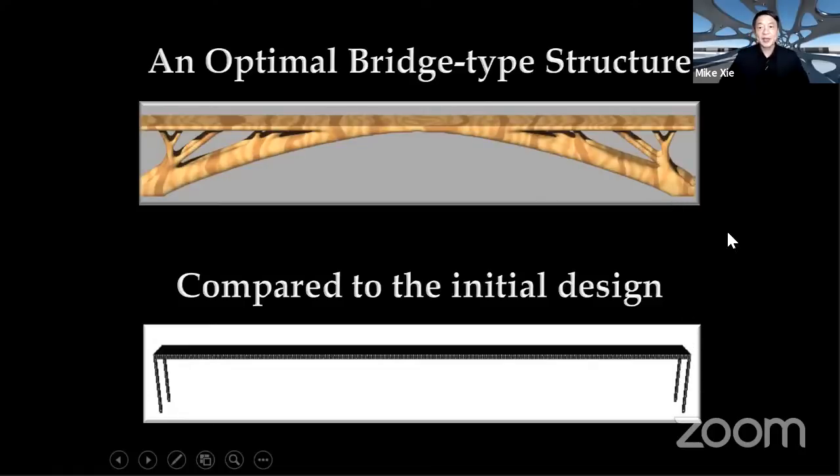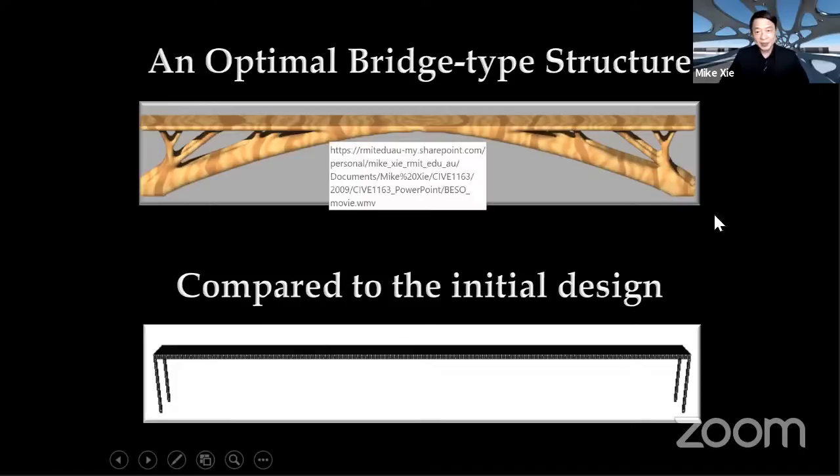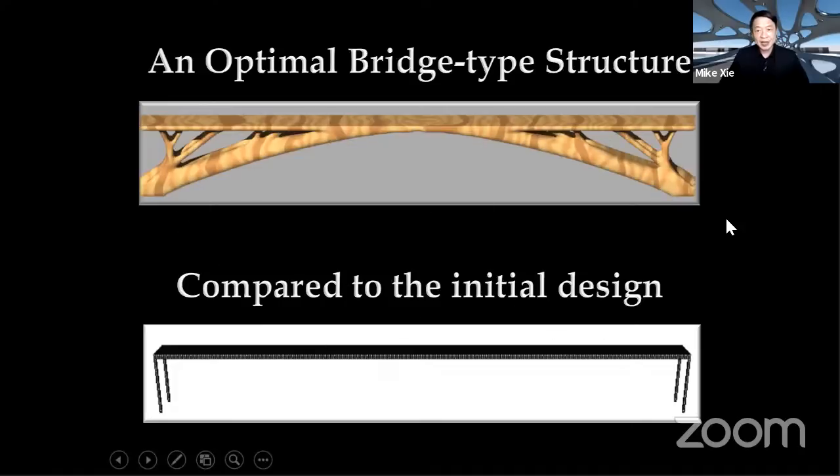We actually obtained a completely different structure concept, from a beam and a column to an arch bridge. And in addition to the major arch, we have those branches on the top to make the whole structure evenly stressed.